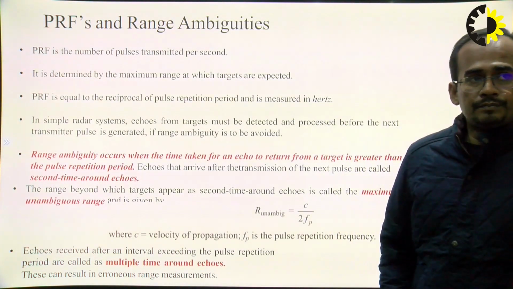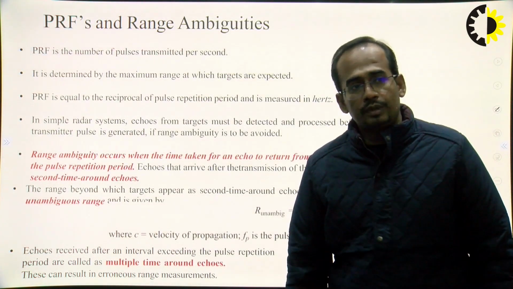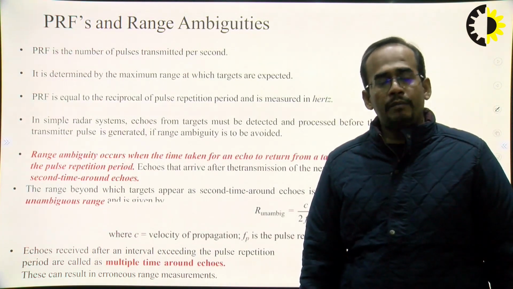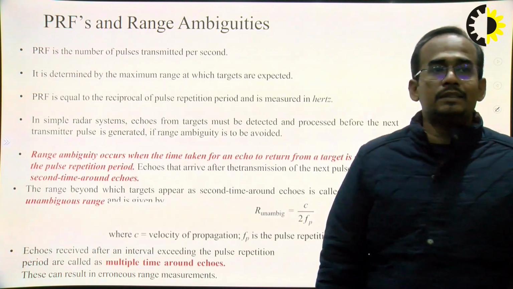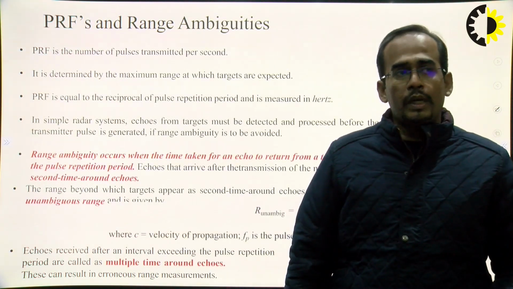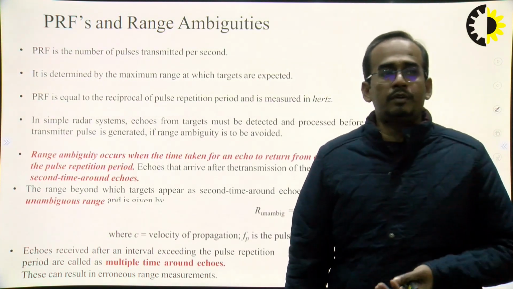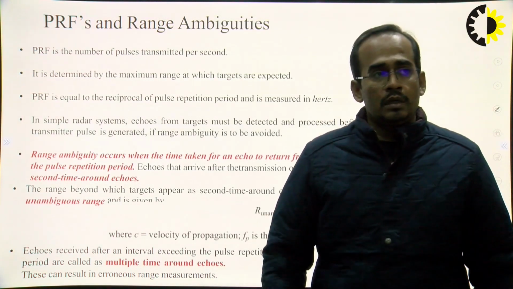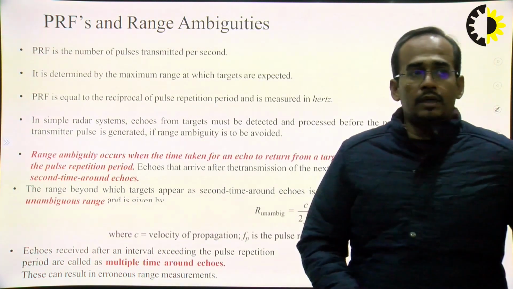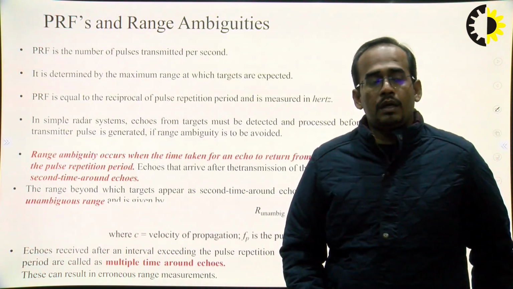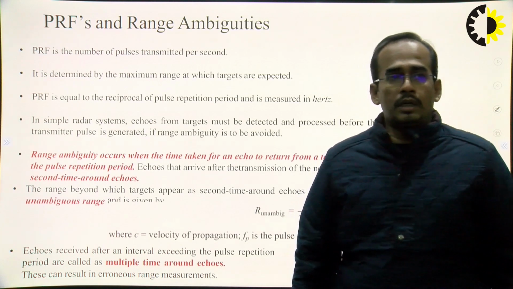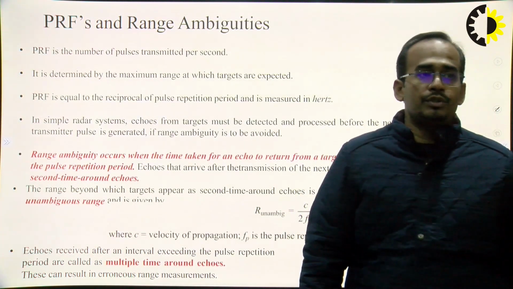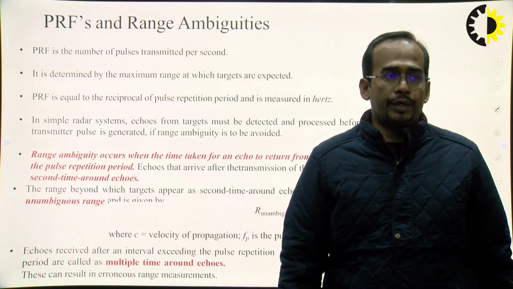Now coming to the PRFs and range ambiguities. PRF is the number of pulses transmitted per second. It is determined by the maximum range at which targets are expected. PRF is equal to the reciprocal of the pulse repetition period, and its unit is hertz. In a simple radar system, echoes from the targets must be detected and processed before the next transmitter pulse is generated if ambiguity is to be avoided.